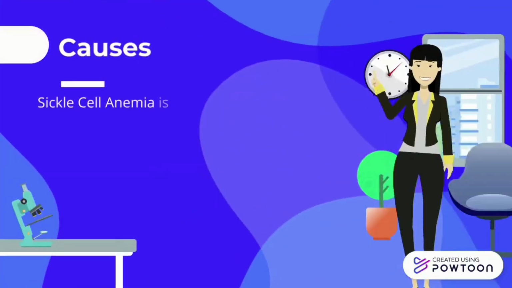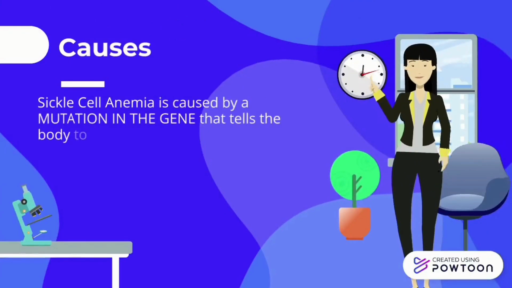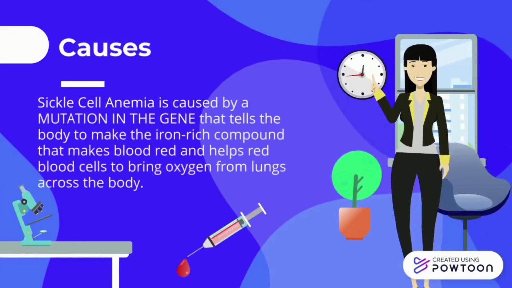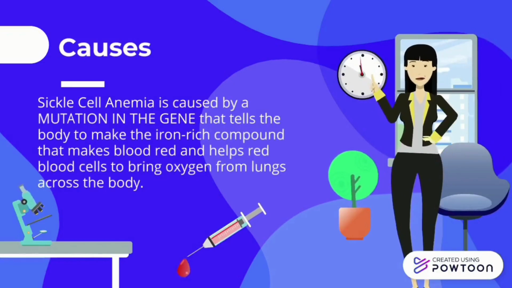Causes. Sickle cell anemia is caused by a mutation in the gene that tells the body to make the iron-rich compound that makes blood red and helps red blood cells to bring oxygen from the lungs across the body.